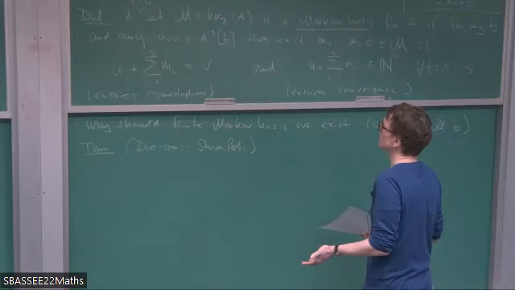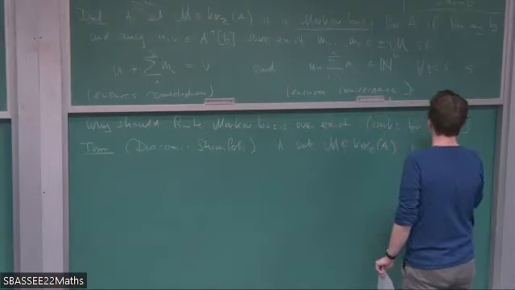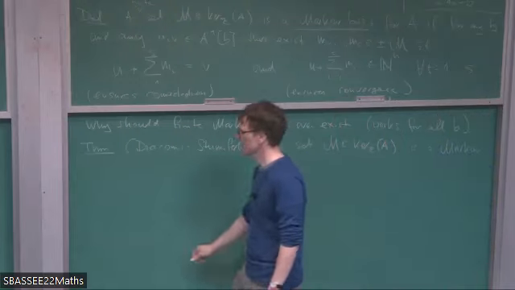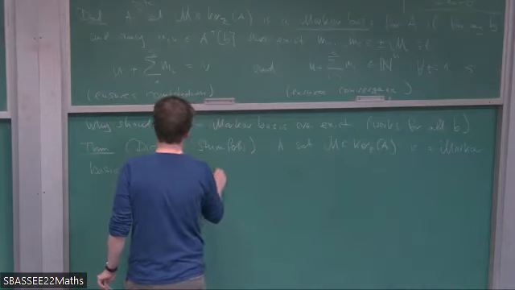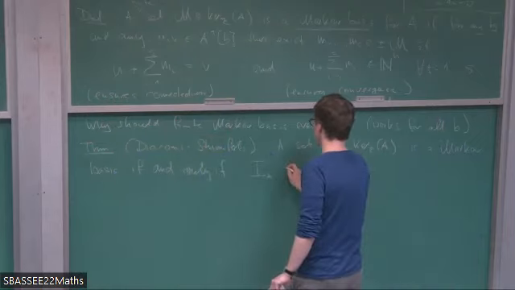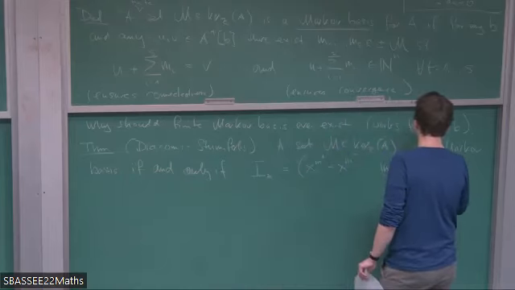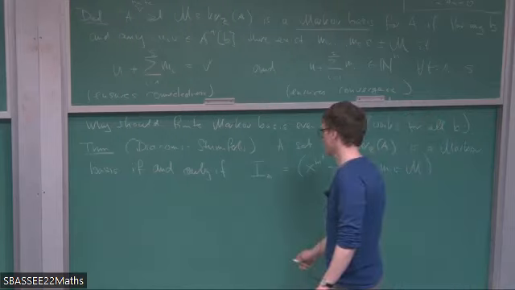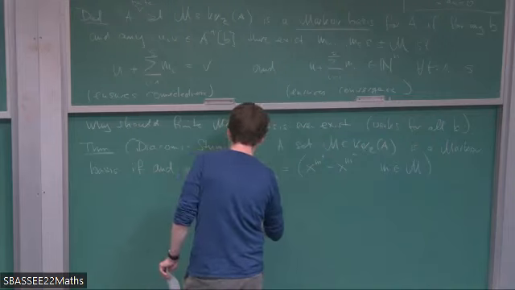A set M in the integer kernel of A is a Markov basis if and only if the toric ideal I_A from yesterday is generated by the finitely many binomials that correspond to this M. So x to the M plus minus x to the M minus for M in our set M. Let's be super explicit, this is the toric ideal of A from yesterday.